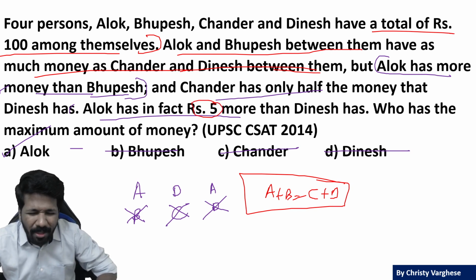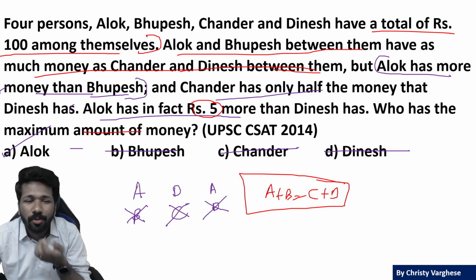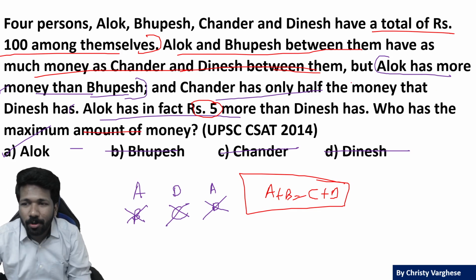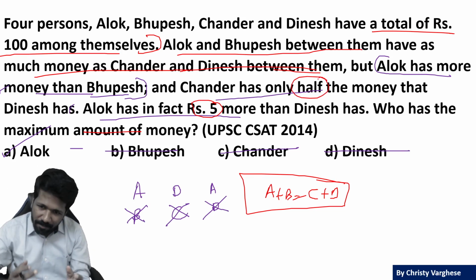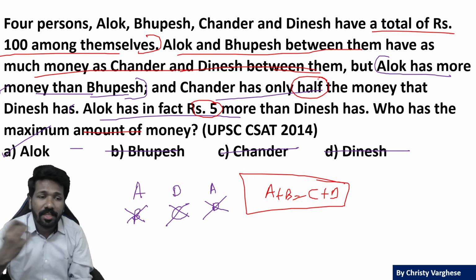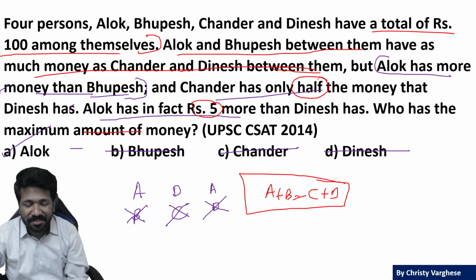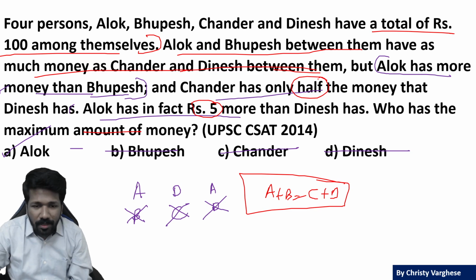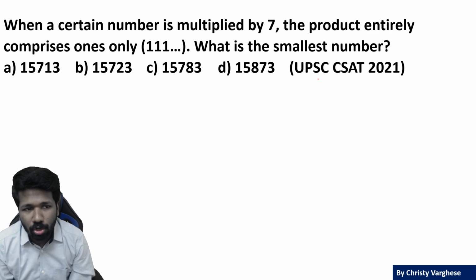And this 5 rupee particularly, that much detailing is not needed for us to find the maximum amount. And also the half part is not relevant. Half means, yeah, that is giving us an indirect clue that Chandar has less money than Dinesh. So avoiding irrelevant data is very important. So hope this is also clear. One more question we will discuss and conclude this session.